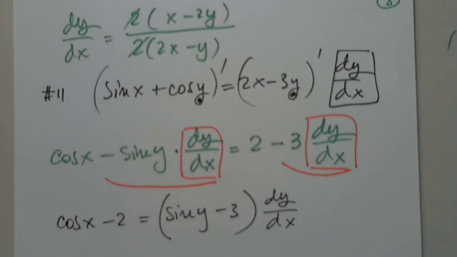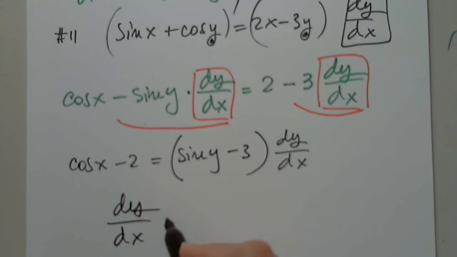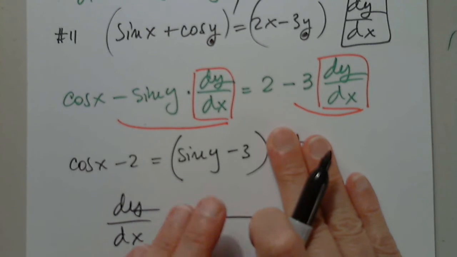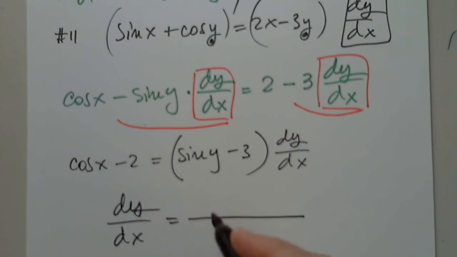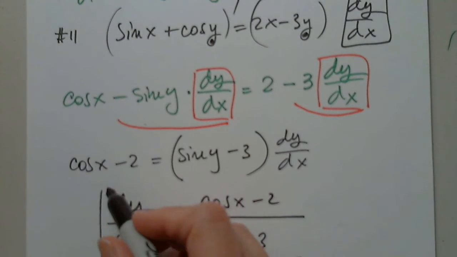Perfect. Final form, dy over dx: cosine x minus 2. Exactly. Sine y minus 3. This is our variable. It's multiplied by this. This number has to go to the denominator, and this has to be in the numerator. That's it. Brilliant. Thank you very much.